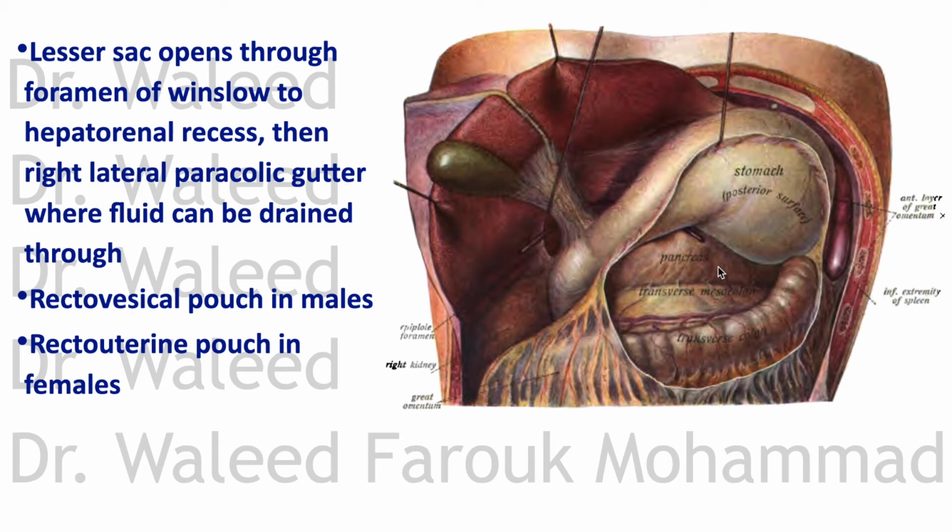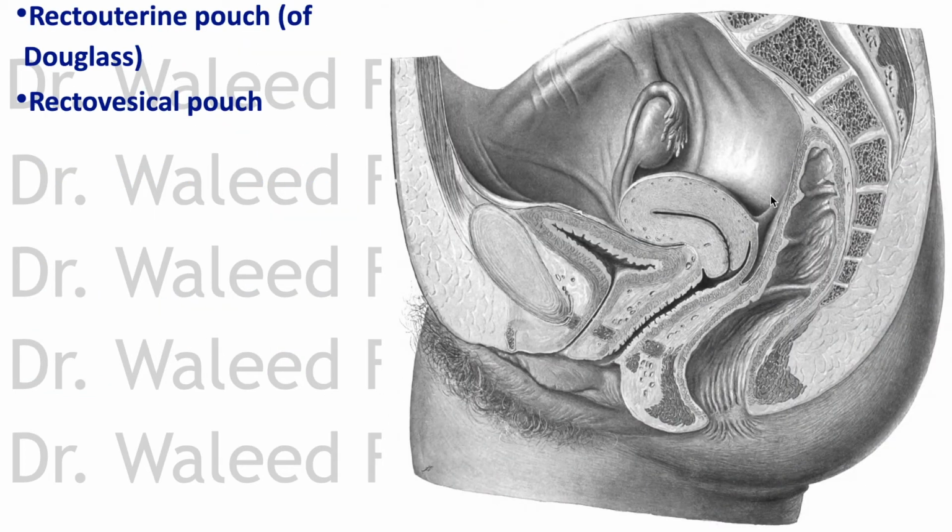See, the lesser sac opens to the hepatorenal recess, another pocket of peritoneum between the kidney posteriorly and the liver anteriorly. It reflects on the liver through the foramen of Winslow, and from that to the right lateral paracolic gutter, and from it to the pelvis, to the pouches, and these are the pouches. See, this is the rectouterine pouch of Douglas, this one, and this is the uterovesical pouch.